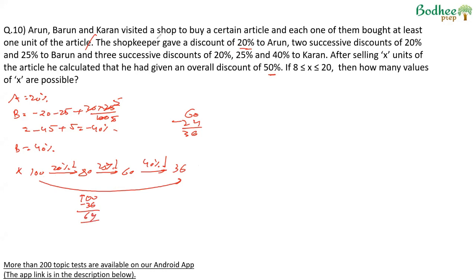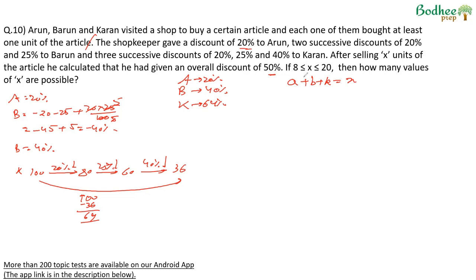So now what we get is, the discount that is being given to Arun is 20%. The discount that is being given to Varun is 40%. And the discount that is being given to Karan is 64%. The seller sells X articles. Suppose the number of articles sold to Arun, Varun, and Karan are A, B, K respectively. So A plus B plus K is equal to X is what is given. And the overall discount is 50%.